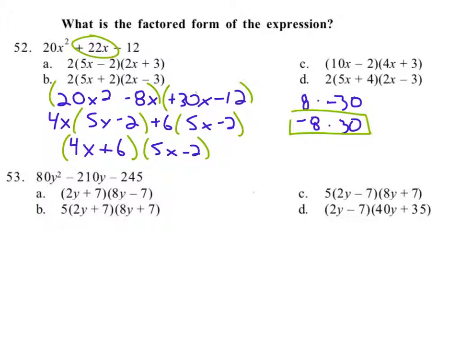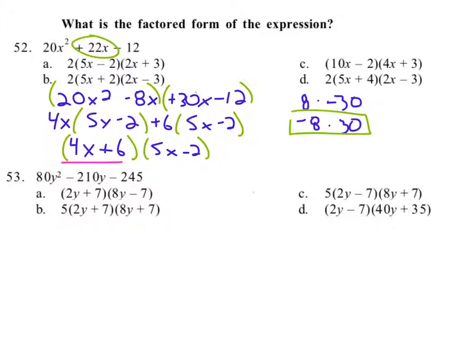I don't see that as a choice. Why don't I see that as a choice up top? Weird. Nope, not weird at all, actually, because look. This is not fully factored. There's a 2 that you could pull out of that.